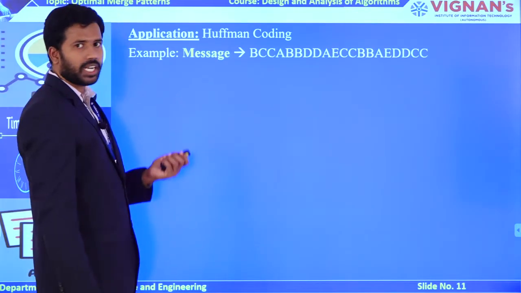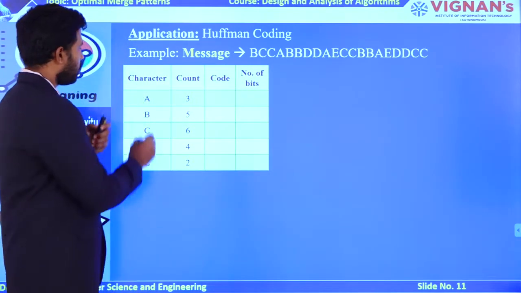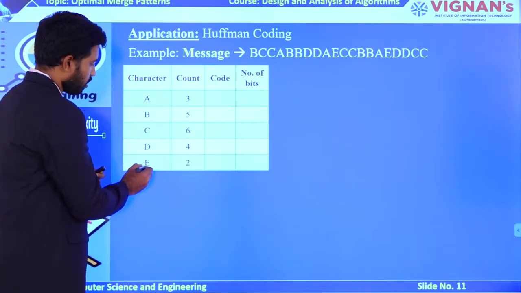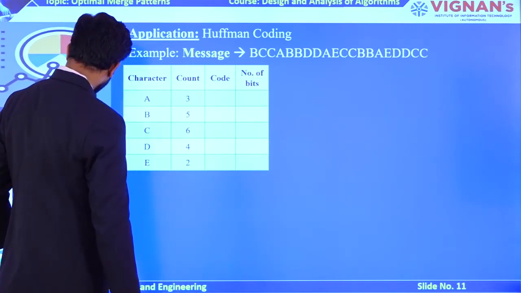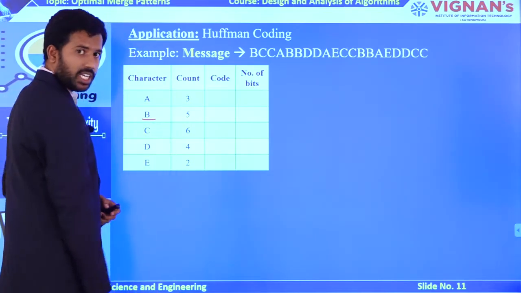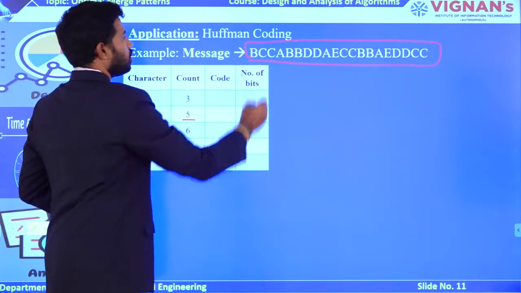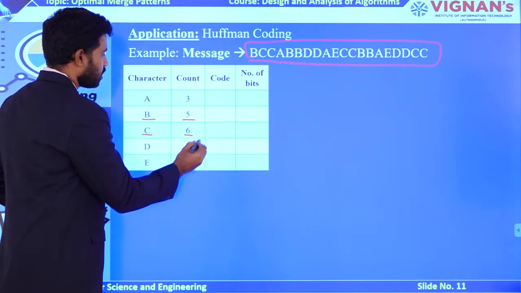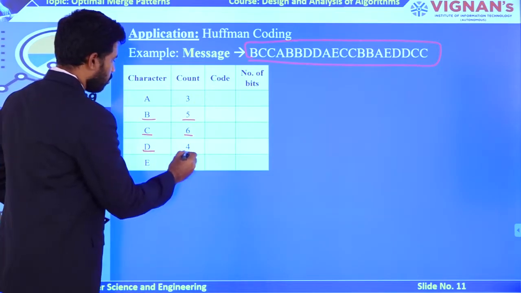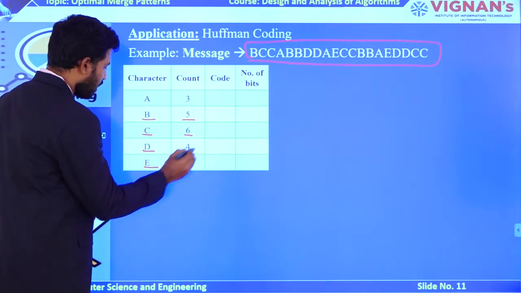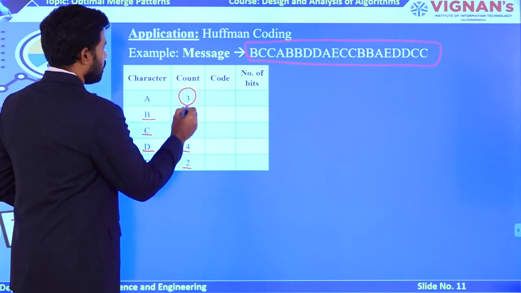Let us organize this data in a tabular format, like this. This message has how many characters? A is there, B is there, C is there, D is there, as well as E is there. How many times is A repeated? 3 times. How many times is B repeated? 5 times, in this message only. In these 20 alphabets, how many times is C repeated? 6 times. In this same message, how many times is D repeated? 4 times. How many times is alphabet E repeated? 2 times.